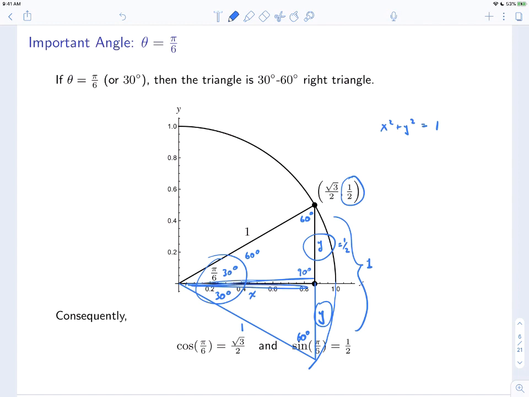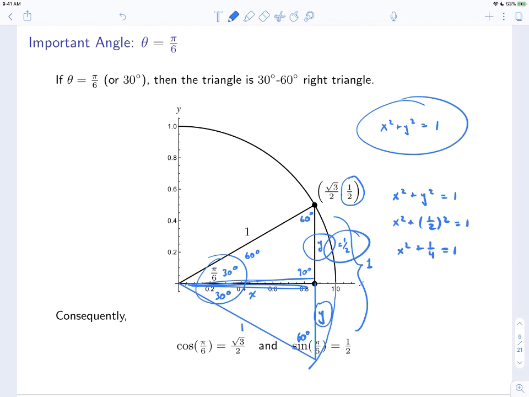What about the base of this triangle, which is the length x? Well, now we use this equation, or we use the Pythagorean theorem. X squared plus y squared is equal to 1. But we know that y is equal to 1/2. So x squared plus 1/2 squared is equal to 1. X squared plus 1/4 equals 1, so x squared is equal to 1 minus 1/4, which is 3/4. Now we compute the square root of that. So x is equal to plus or minus the square root of 3/4.